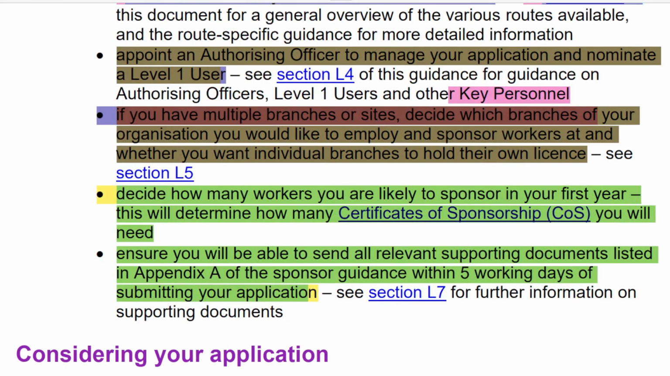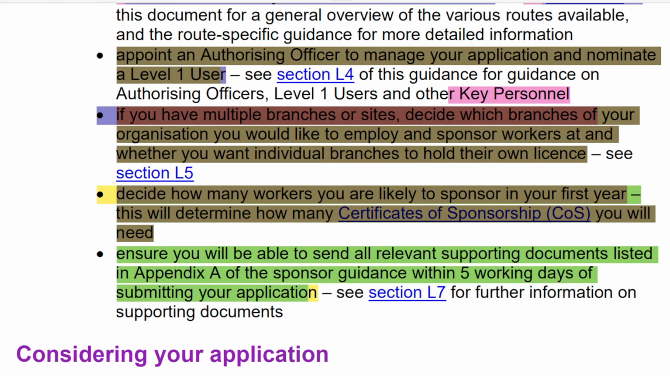We will discuss this in detail, the benefits and the problems which you can have. Decide on how many workers you will likely sponsor in your first year. So you need to mention how many people you want to sponsor in your first year. If you are not sure, you can mention 0. This will determine how many certificates of sponsorship you will need.